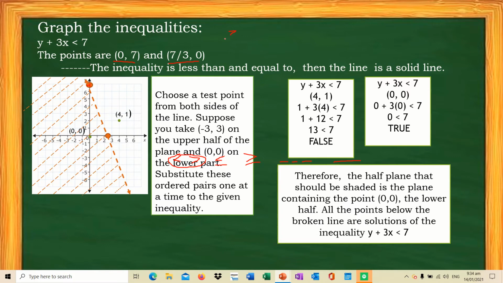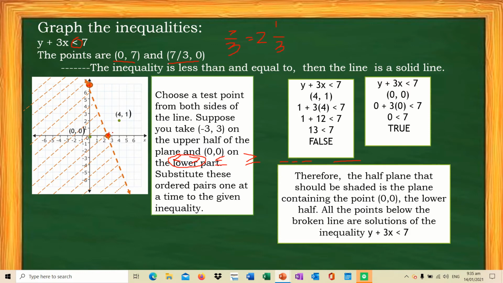So 7 over 3 is equal to, let us write it as a mixed number. 7 divided by 3 is 2, remainder 1, then over 3. So 2 and 1/3. So andito siya. 2 and 1/3 and 0. Then connect the 2 points. So again, we use broken line because of the symbol less than.